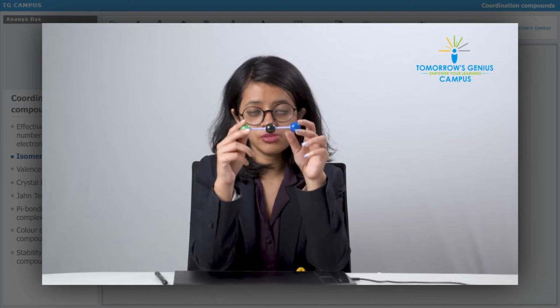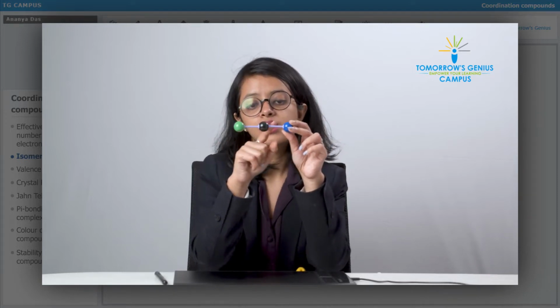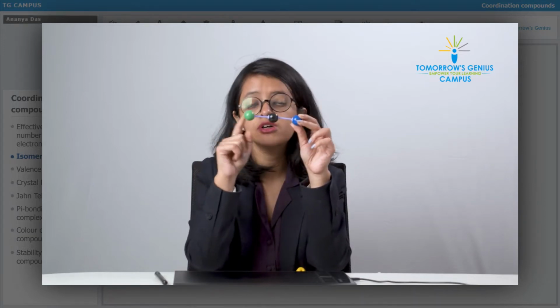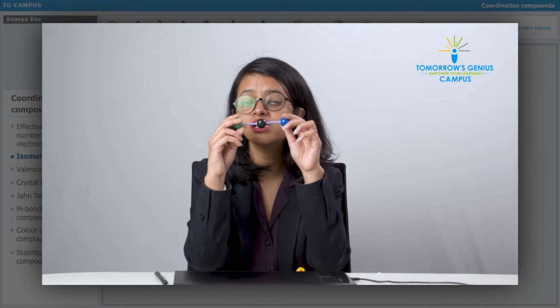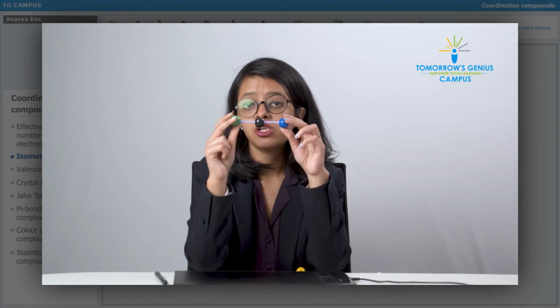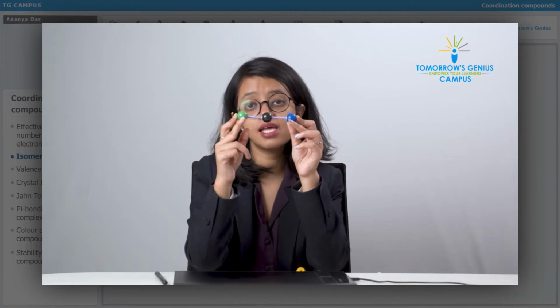Why is geometrical isomerism not possible? First of all, because there is only one bond angle. This bond angle is also 180, this bond angle is also 180. Even if it's a 180 degree bond angle, there is still only one. So geometrical isomerism is not possible. And optical isomerism is not possible because this molecule is optically inactive.